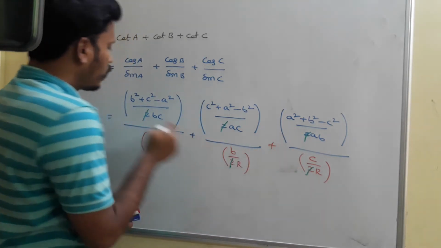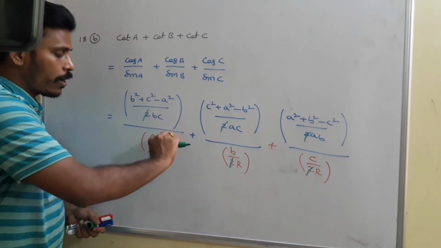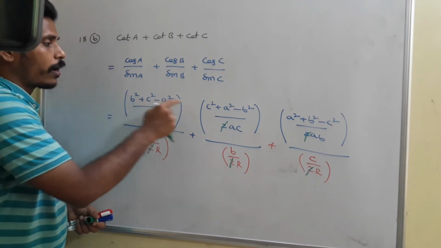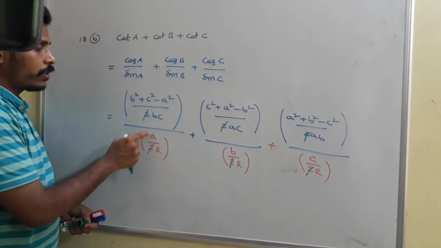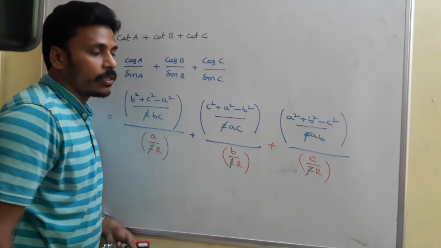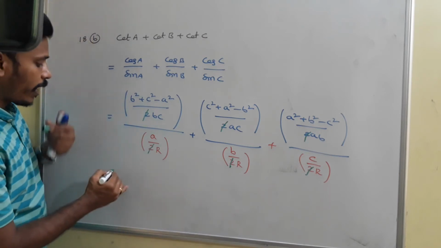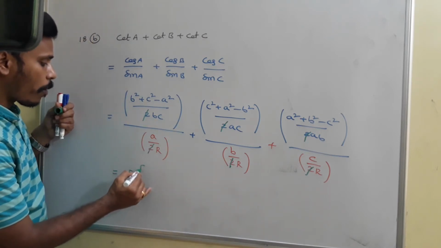Next, this is (b square plus c square minus a square) by bc, and this is a by r. If you reciprocate, r will come to the numerator part. This a will get together with bc, this b will get combined with ac, and this c will get combined with ab. So at a stretch, how can we write it like this? See, r is a common thing.